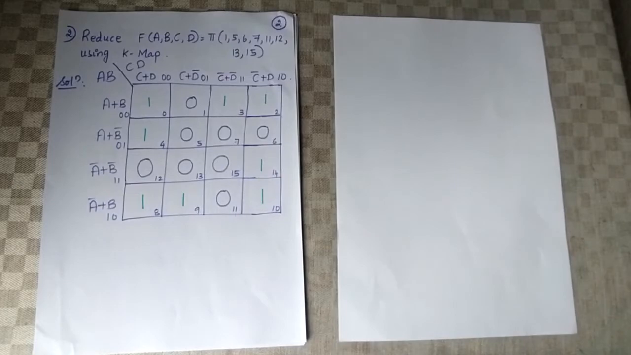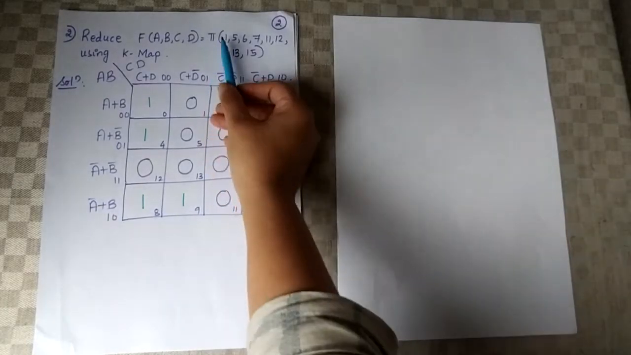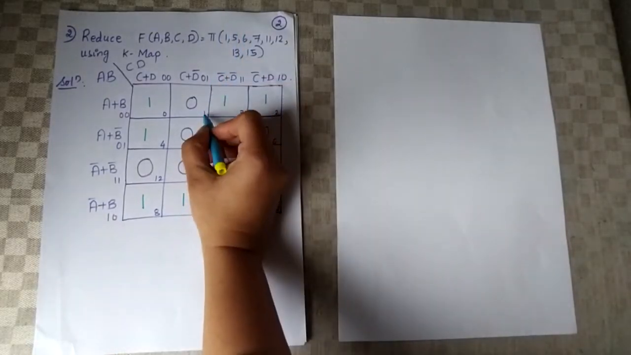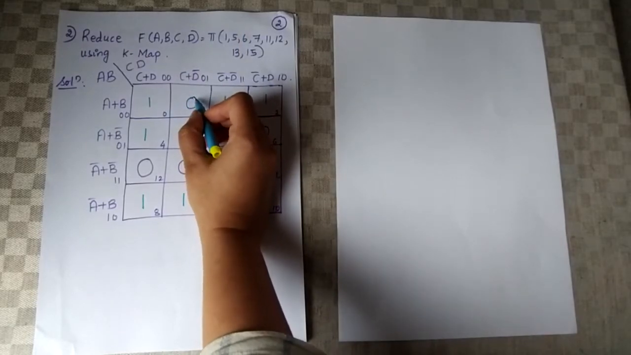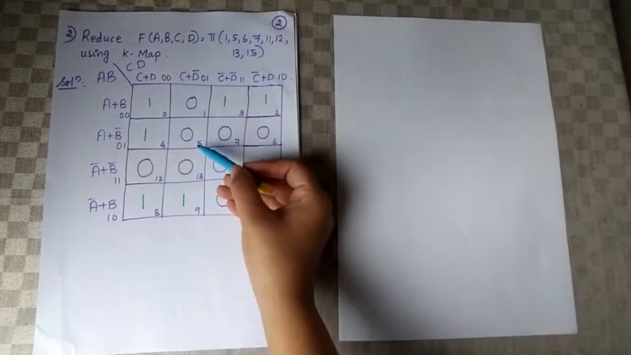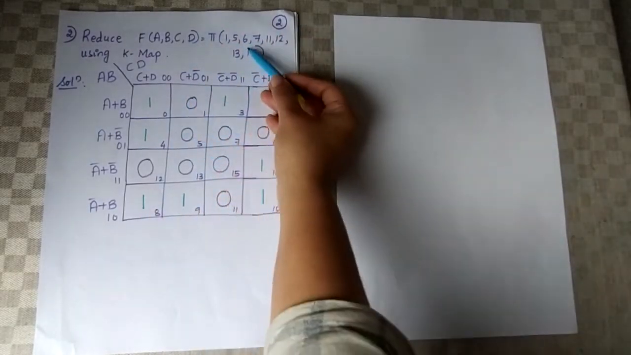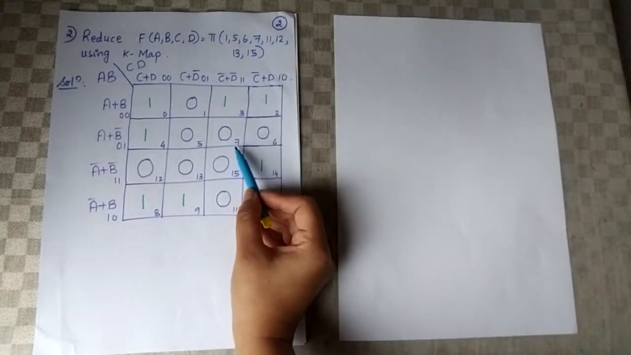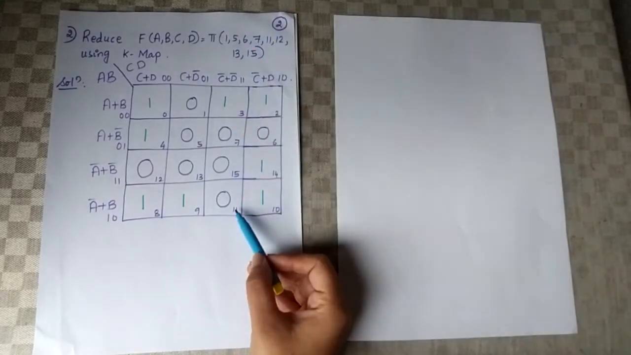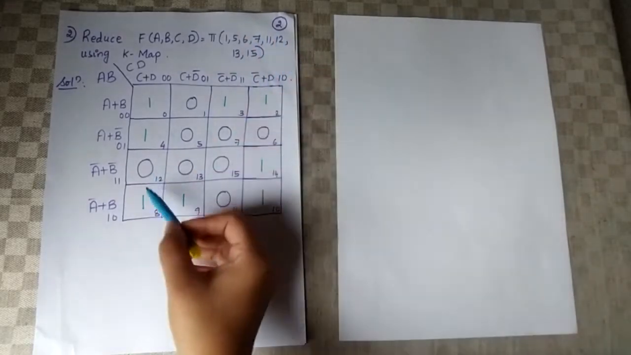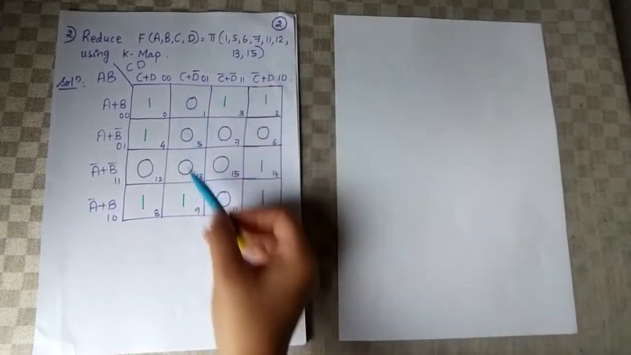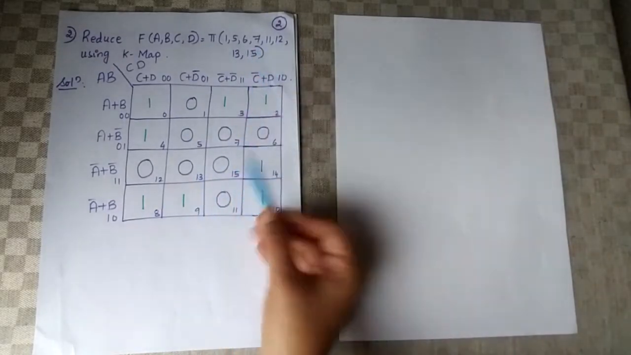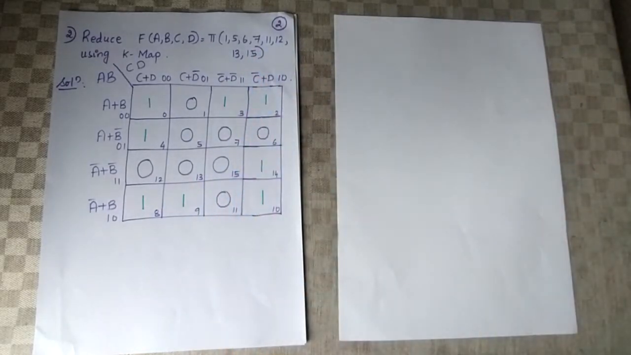Right. Now, the first max term is 1. So check the cell numbering with 1 and place 0 there. You have 5, place here. 6, it is here. 7, place it here. 11, you are placing it here. 12, here. 13 here, 15 here, right?